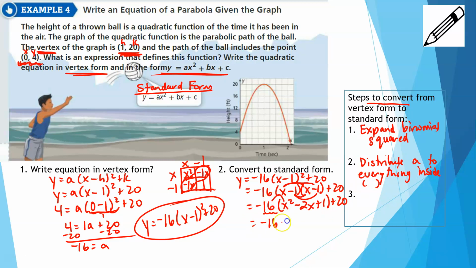Okay, so just to these 3 pieces. So I get negative 16x squared. Negative 16 times negative 2 is plus 32x, and then negative 16 times 1 is minus 16. Don't forget to bring down the plus 20, but you're not going to multiply by 16.